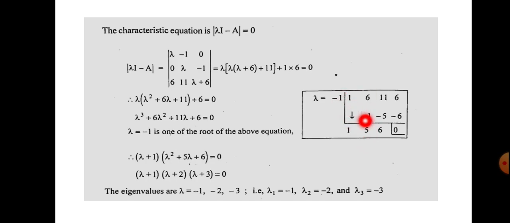5 and minus 1 is multiplied, so you will get minus 5. Then you will get 6 by adding these two. 6 into minus 1 is minus 6. When you are adding this, 0 will be obtained.